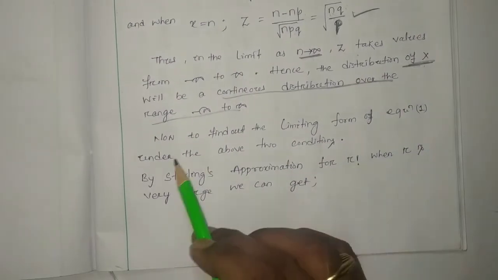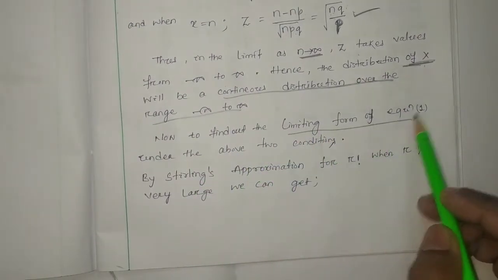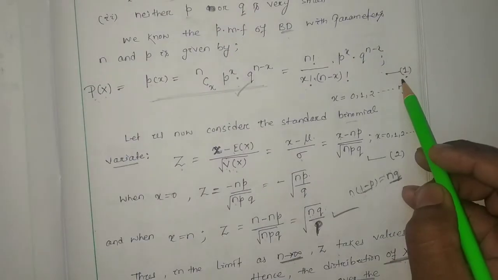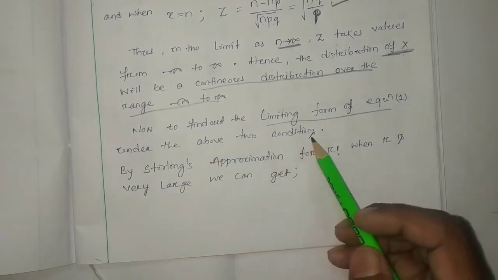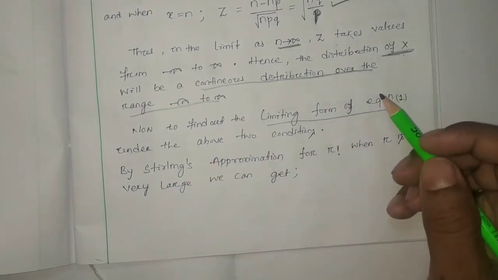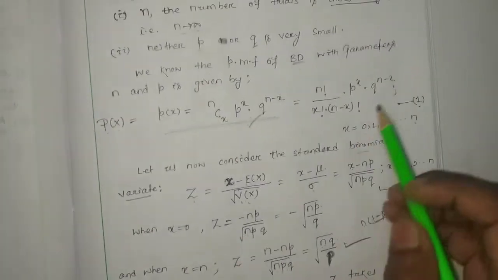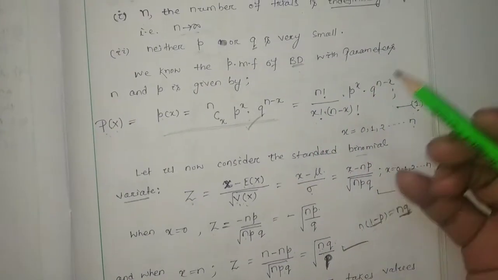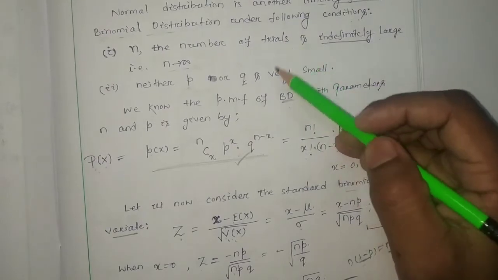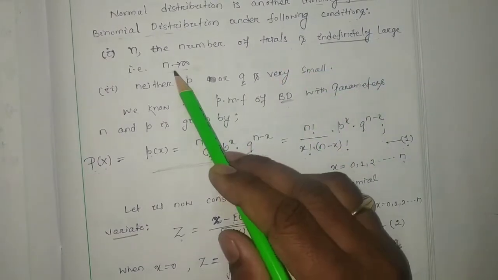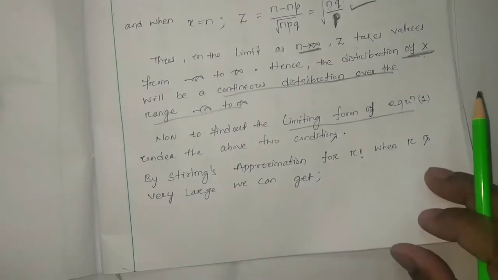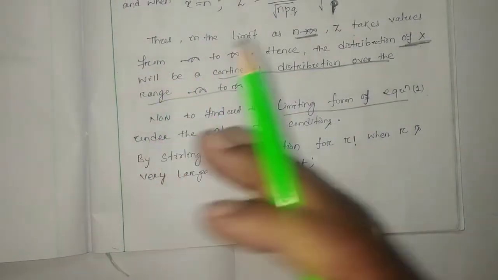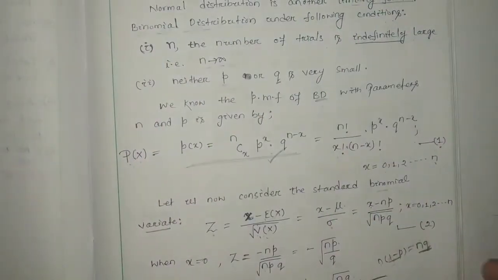Now to find out the limiting form of equation number 2 under the above two conditions, that means n tends to infinity and p, q not being very small, what will it be? It will approach the normal distribution. At last it has been proved.